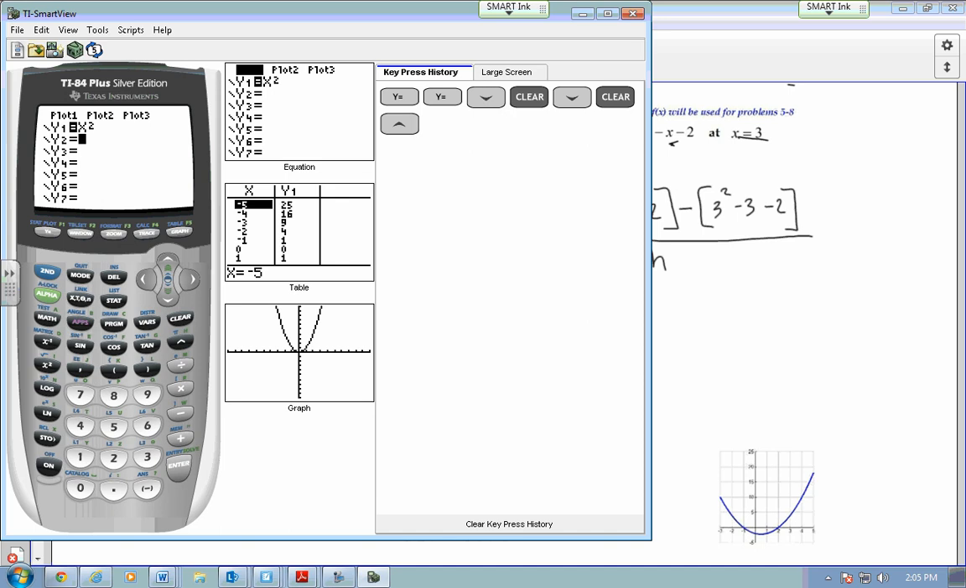On y2, we're going to put in that first one. I think it said negative 4x squared. Do not use the minus sign. That's different. The negative sign is down here by the decimal. Put negative 4. X is by that alpha green button. X squared is diagonally up from the 7. Negative 4x squared. We're going to see what happens when we have a multiplier.